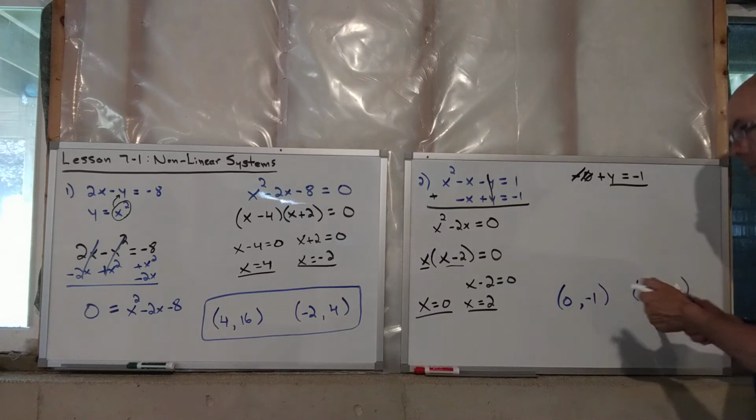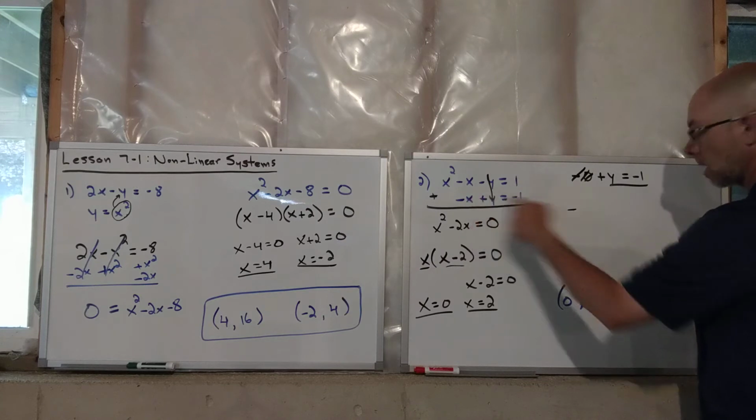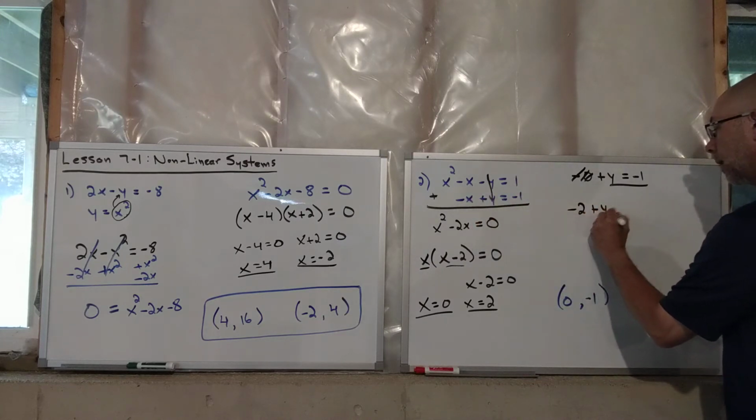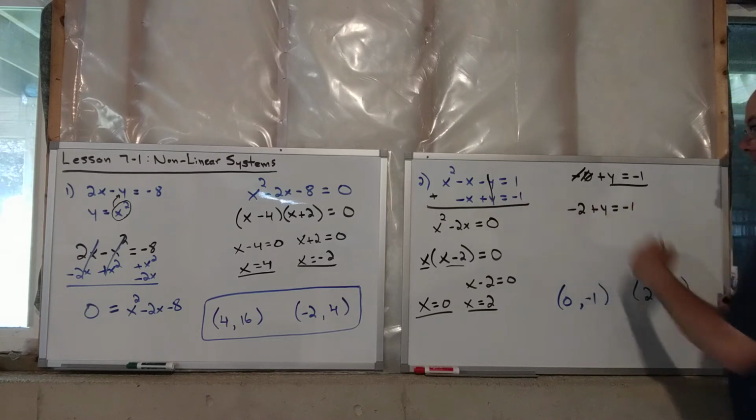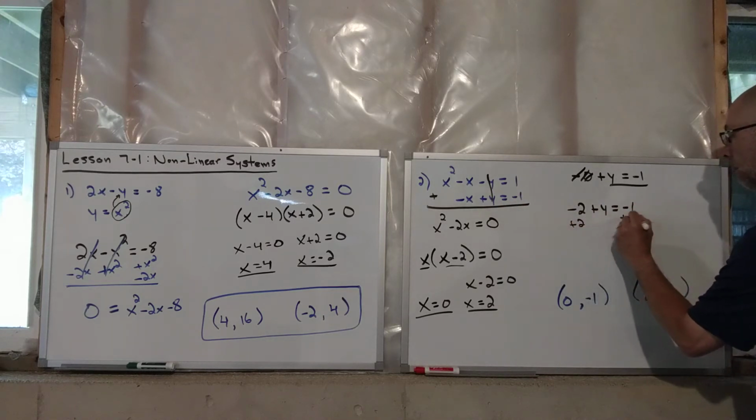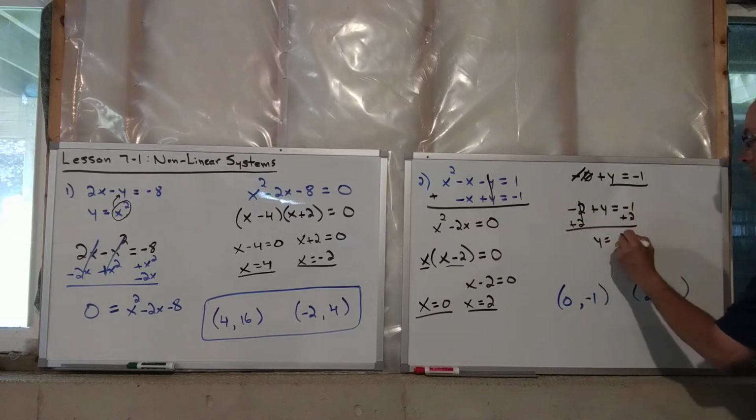This time using the 2, using the same equation, I'm going to put down negative for the existing negative. My x is 2 plus y equals -1. This time I will add 2 to both sides, and I get y equals -1 plus 2, or 1.